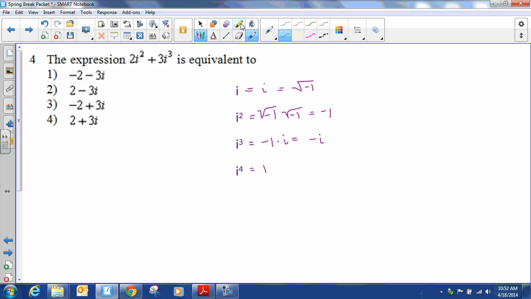So if you just memorize this pattern right here, or you could just look at the i, say i to the 1, positive, negative, negative, positive.